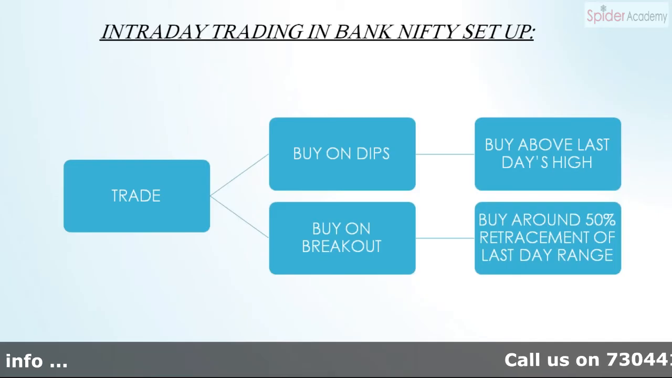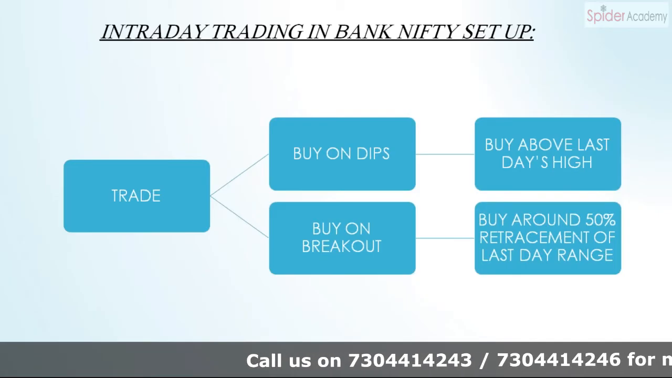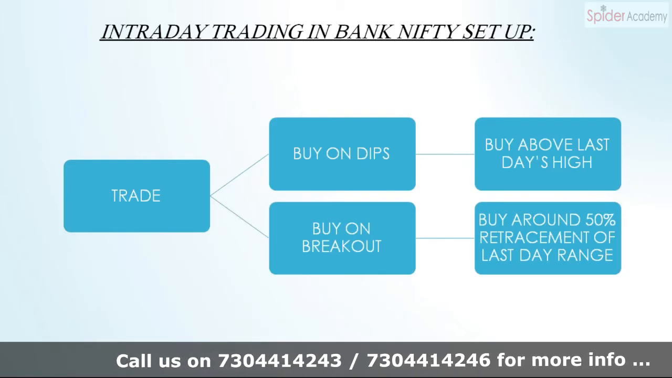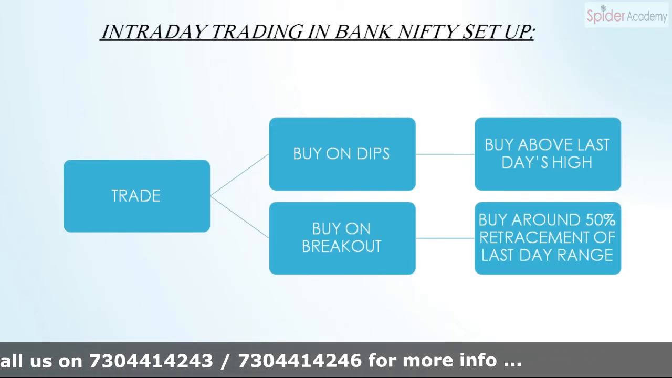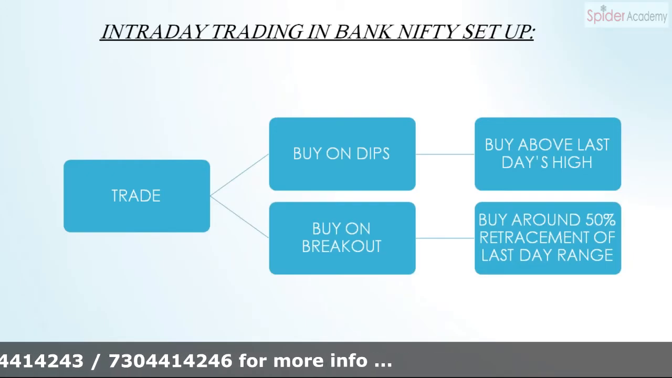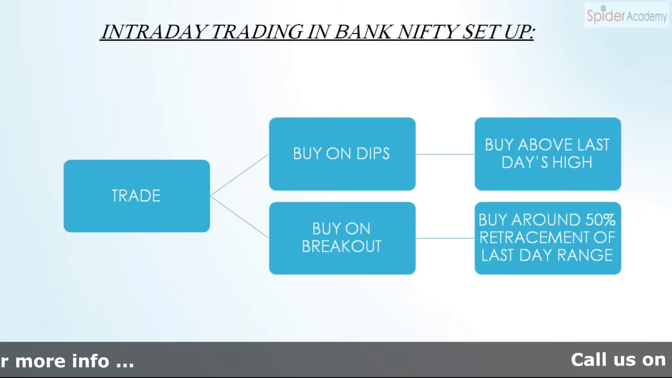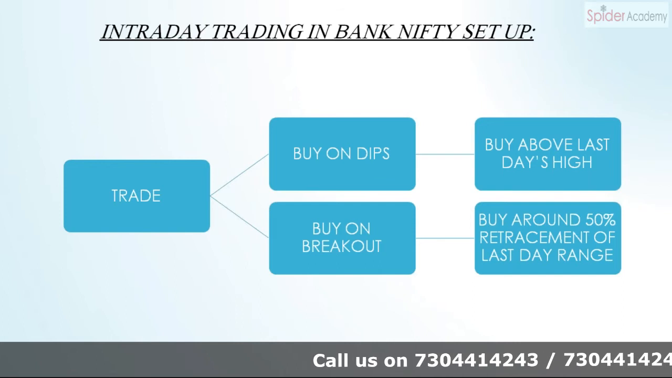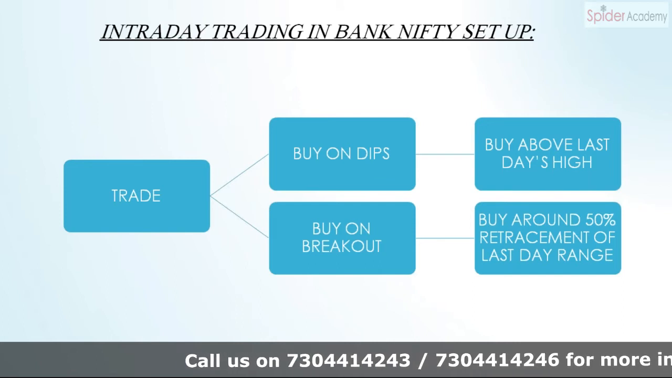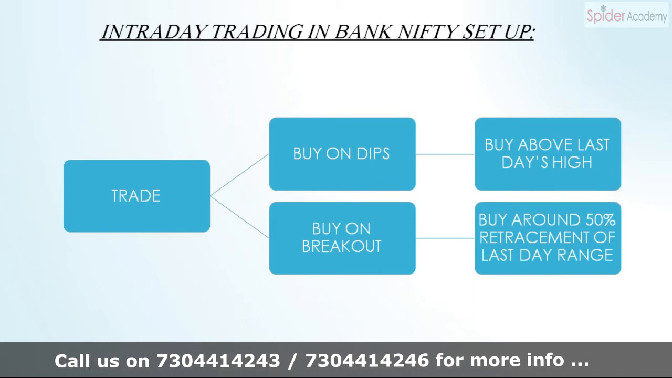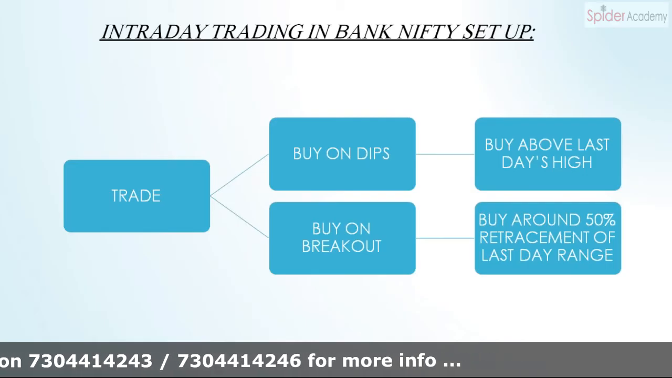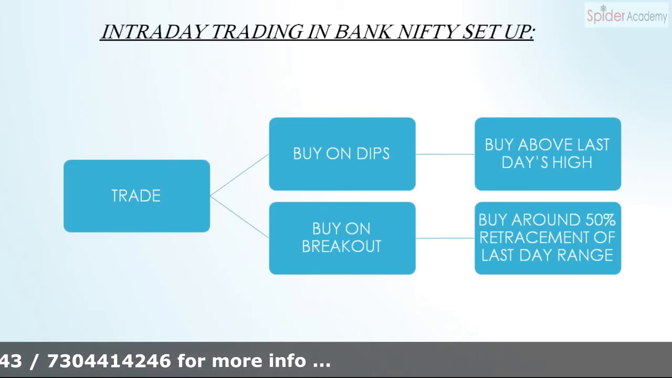If somebody is very aggressive, he will definitely go long even at day high, that is on breakout. If somebody is a defensive trader, he will never buy on day high, he will wait for some correction. That is why I have divided this intraday trading in Bank Nifty setup into two: buy on dip strategy, for the defensive trader, and buy on breakout strategy, for the aggressive trader. See how to do buy on dip in the next slide, and how to do buy on breakout in the slide after.